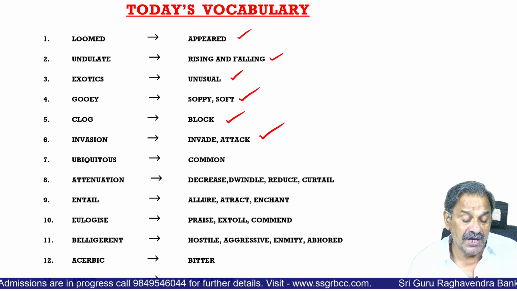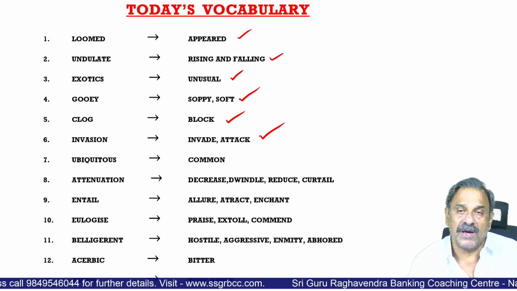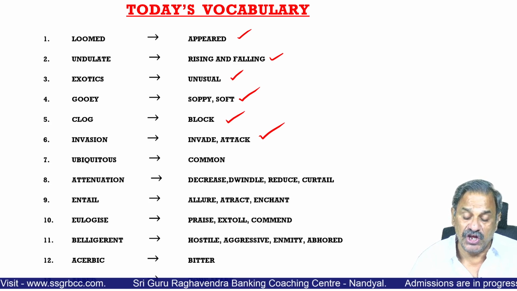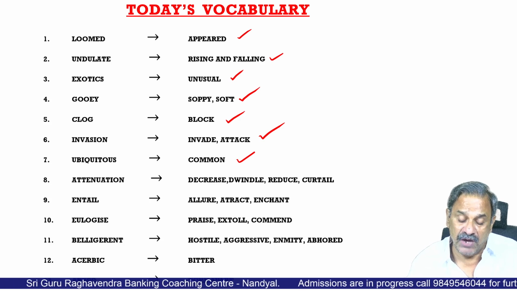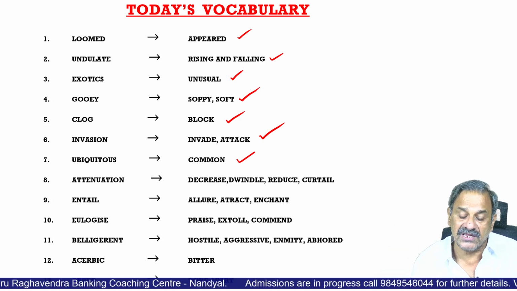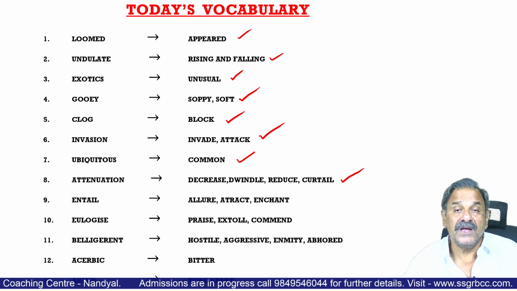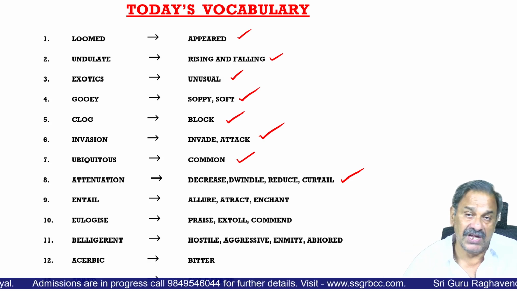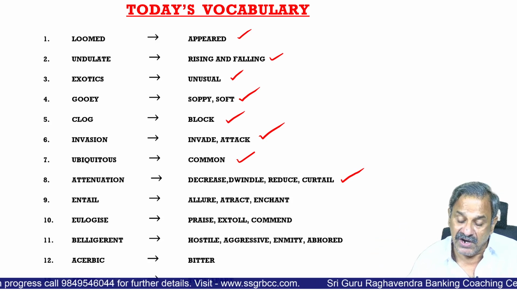Ubiquitous, U-B-I-Q-U-I-T-O-U-S. ఇది ఎక్కువగా మిస్పెల్డ్ ఎస్ఎస్సి ఎగ్జామ్స్లో అడుగుతుంటాడు. Any word ended with O-U-S is stated as adjective, common. Then attenuation, A-T-T-E-N-U-A-T-I-O-N. Attenuation means decrease, dwindle, reduce, curtail. All are similar meanings. Any word ended with N is treated as noun.